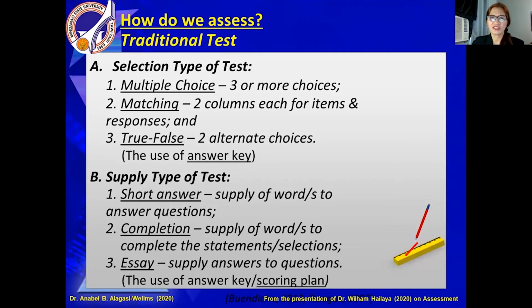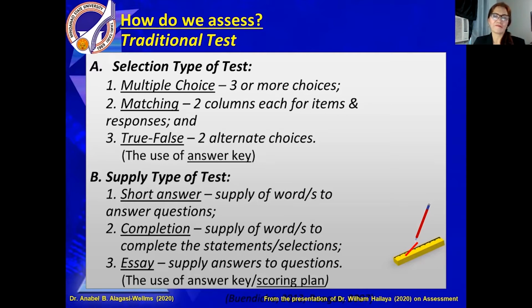How do we assess using traditional tests? This is according to Balagtas. Just to reiterate, for the paper and pencil or the traditional test, we have the selection type of test, the multiple choice. The multiple choice needs 3 or more choices. In language teaching, we always encourage our teachers to prepare 4 choices when you do a multiple choice type of test. 3 is okay, but to make the results valid and reliable, you have to give more choices. So we encourage our teachers to really use 4 choices.